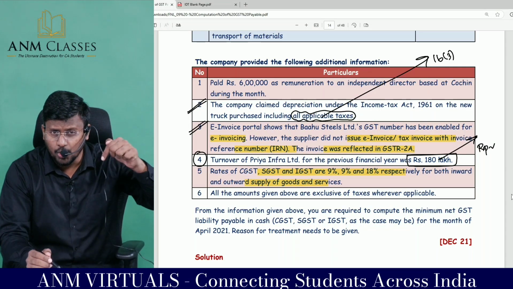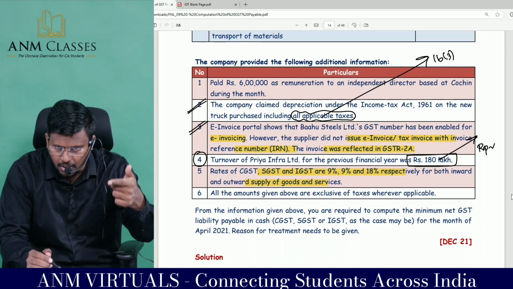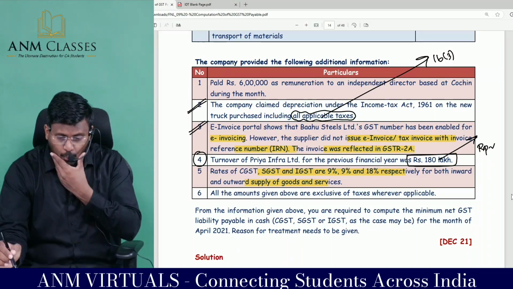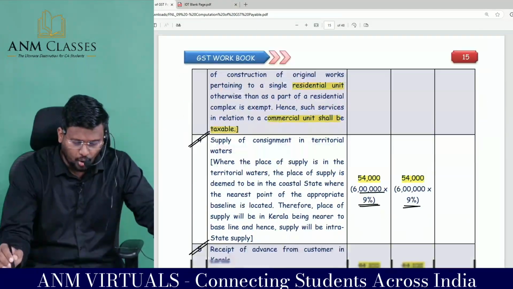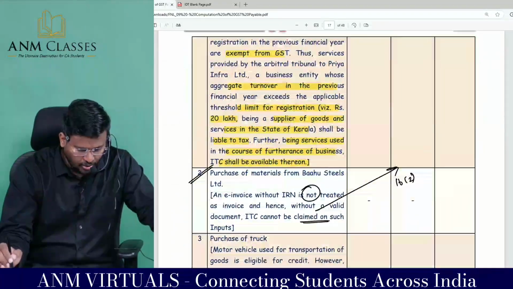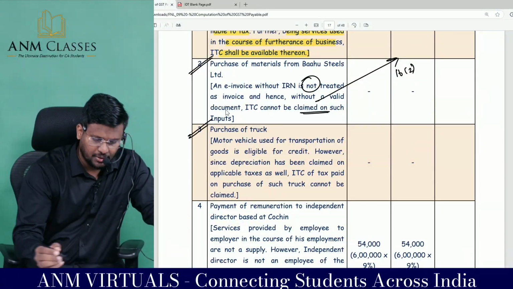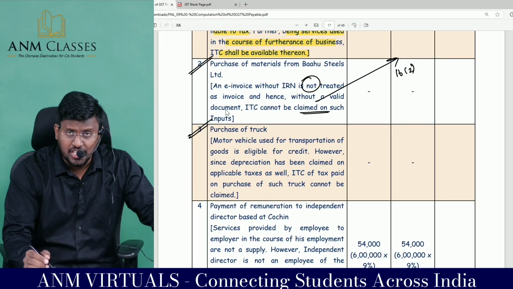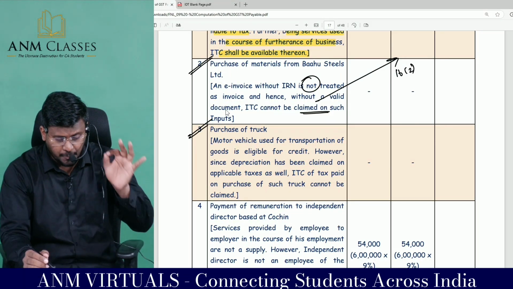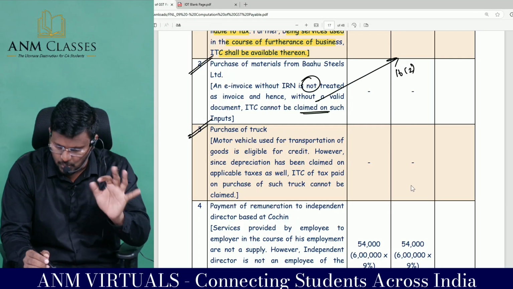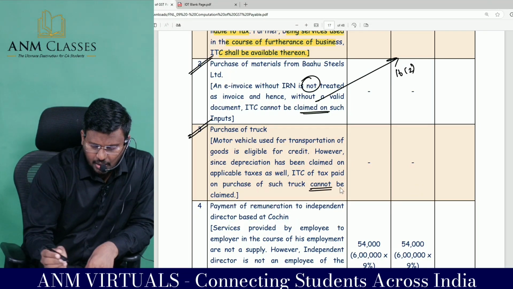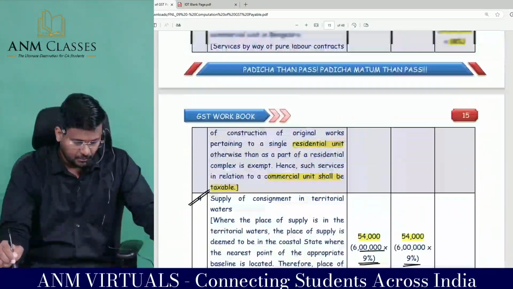Sir, those who have solved 25 ITC questions along with me, this will be a cakewalk. So from here onwards, sir, whether you have knowledge of ITC or not matters a lot. So my dear lovable students, I cannot take that as what? ITC. Purchase of truck: a motor vehicle used for transportation of goods is eligible for credit. However, since depreciation has been claimed on applicable taxes as well, ITC of tax paid on purchase of such truck cannot be claimed. Comfortable, sir?